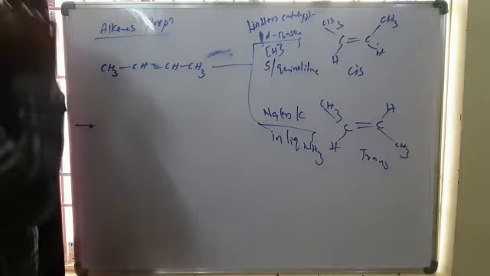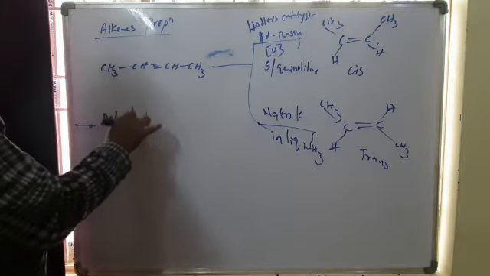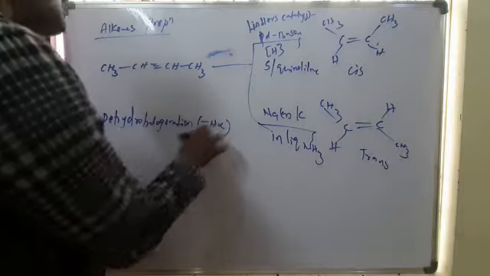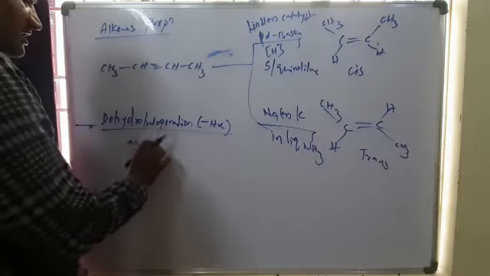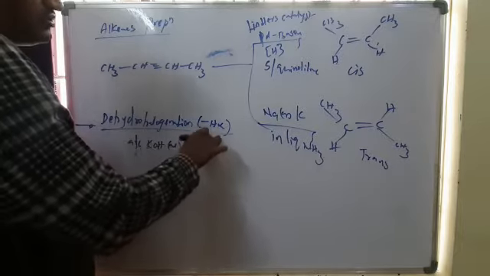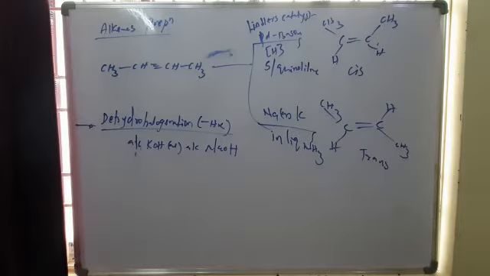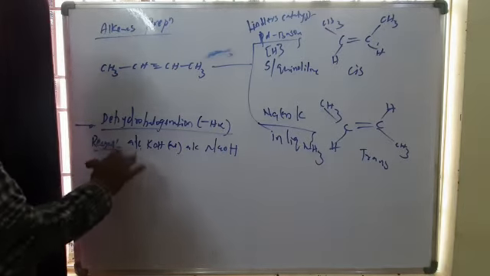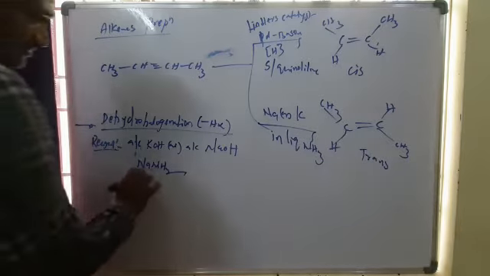And also dehydrohalogenation, that is the removal of HX from alkyl halides, by using the reagent alcoholic KOH or alcoholic sodium hydroxide. That means sodium hydroxide or potassium hydroxide present in ethanol. Generally you can take this as the reagent, and you can also use sodium amide, NaNH2, sodamide.